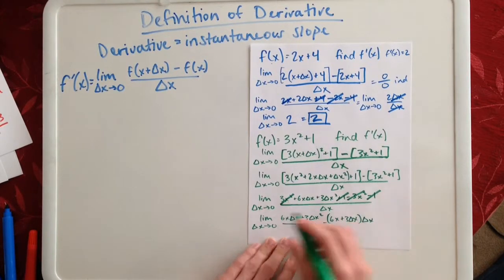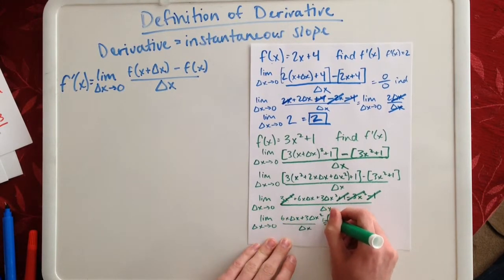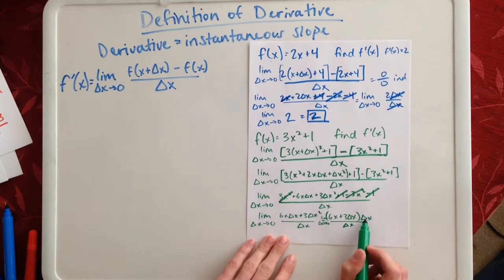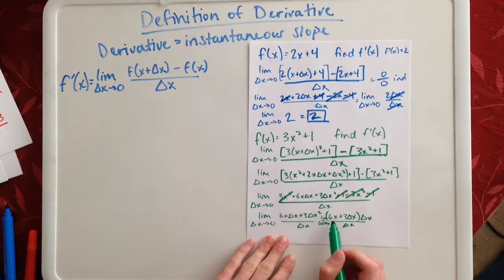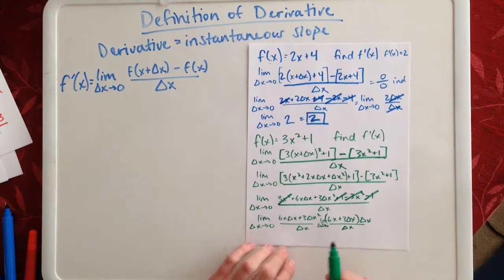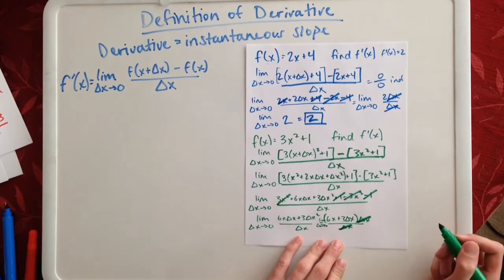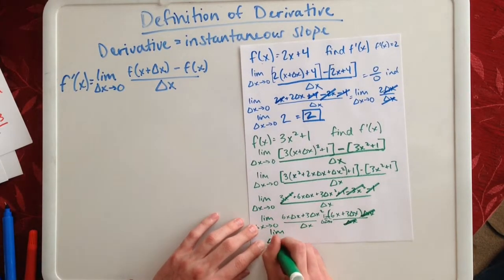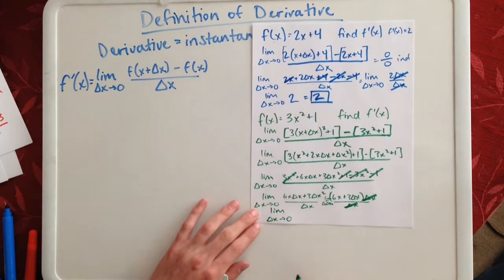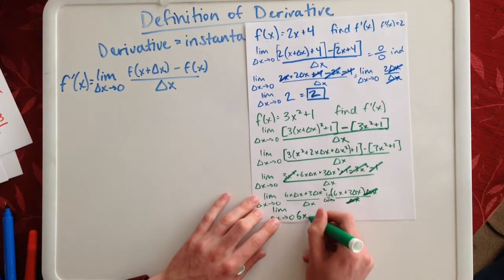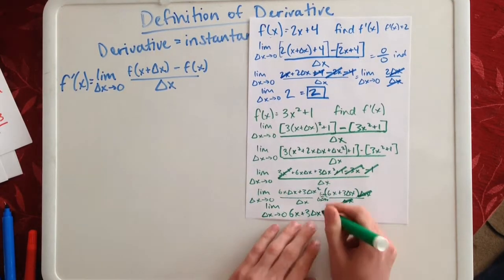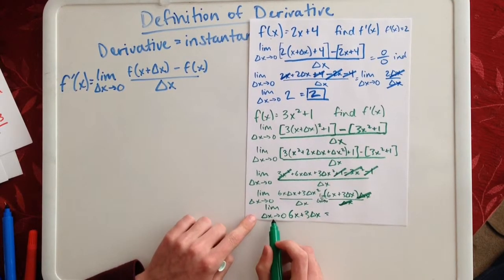Oops, I forgot to write limit as delta x approaches 0 of this divided by delta x. So I just distributed out the delta x from the numerator here, so it gets to 6x plus 3 delta x. And then I can cancel those to get the limit as delta x approaches 0 of 6x plus 3 delta x. And then I can substitute delta x in now.